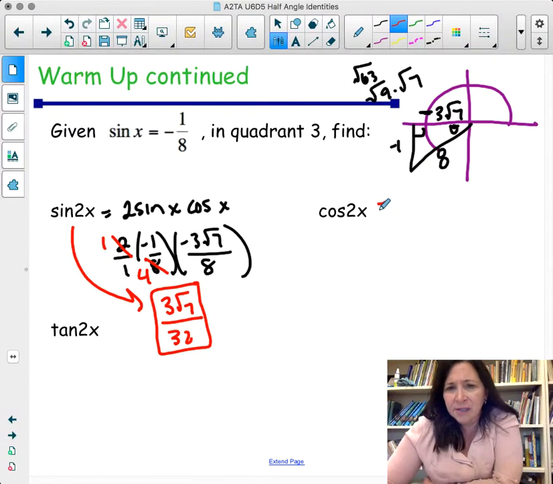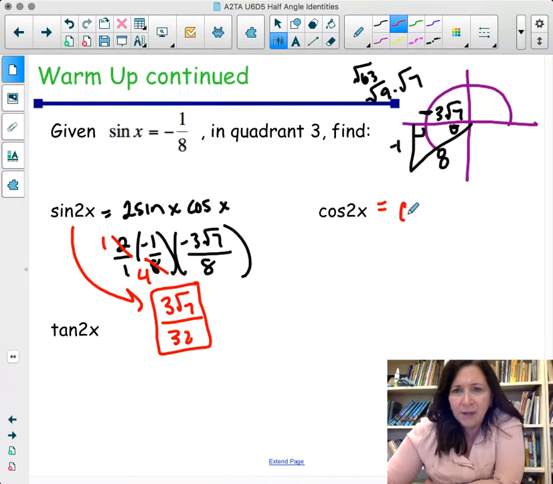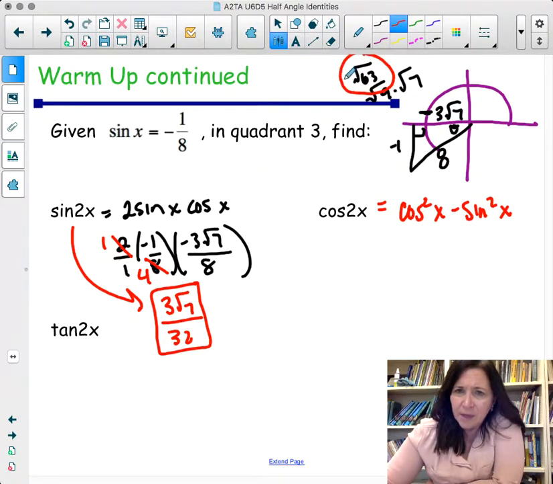Cosine of 2x, pick one. I like this one that says cosine squared of x minus sine squared of x. And so that being the case, I have cosine squared. Now this was my value here. Okay, so I'm going to keep that negative root 63 quantity squared.